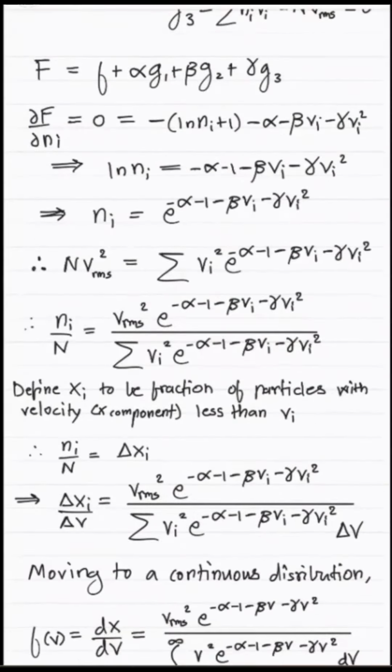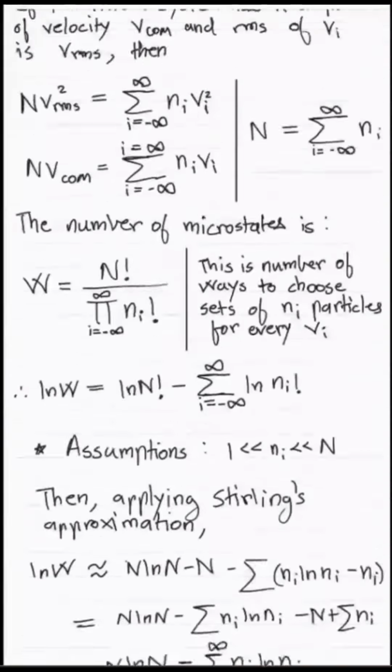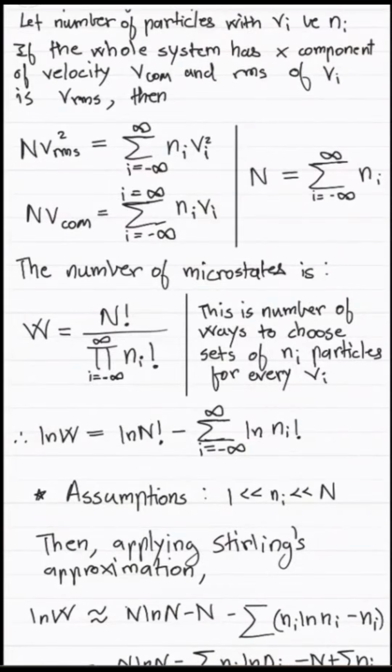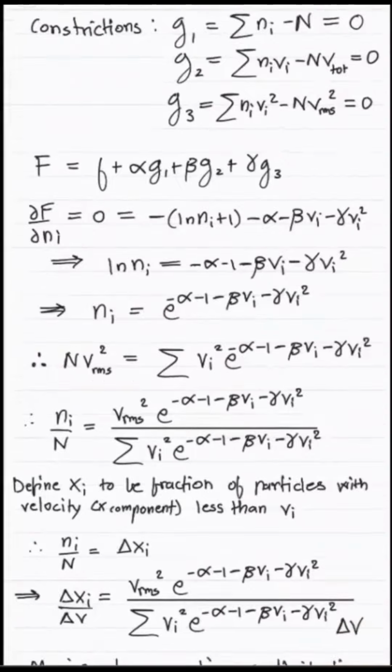So what you will get is small ni upon capital N, that's equal to vrms squared, this exponential which is dependent on our ni, and then upon the summation of vi squared e power negative alpha minus 1, all that stuff, the same exponential once again, right? And this is from this equation, of course, the RMS velocity, the equation for that. So first equation.